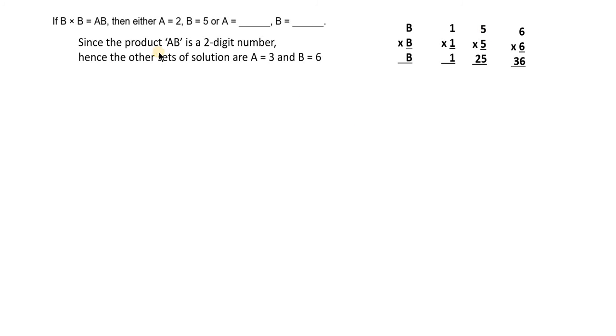Since the product ab is a 2-digit number, the other solution is a equals 3 and b equals 6. Here there is already a 5, but 1 won't do. So just by seeing this, you can see that the other solution is a equals 3 and b equals 6. You have guessed it and done.